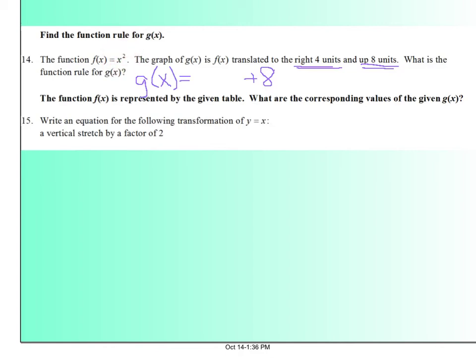So that's easy. Right 4 units means I need to have some change within parentheses. So here where I had x squared, I'm going to have (x - 4) squared. Right 4 units means I'm putting minus 4. Remember, it's the opposite of what you would think. Minus 4 is really right. And then in this last problem, I want y equals x, but I want a vertical stretch by a factor of 2. A stretch, remember, is just multiplying a number through. So y equals 2x is your answer. All I did is multiply 2 times my x, and that's it.